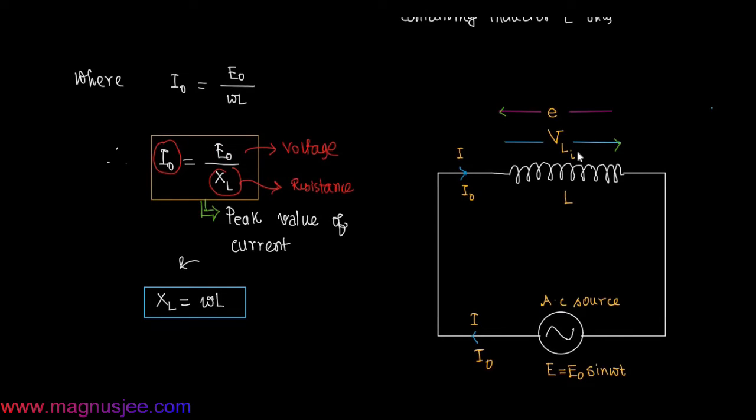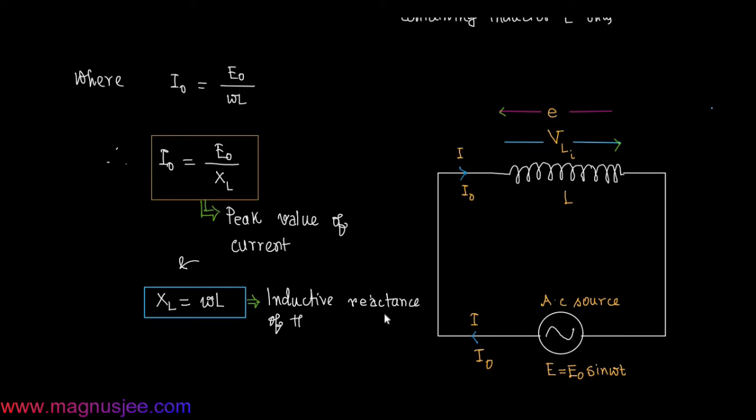Voltage divided by resistance is equal to current. That means X_L will have the same dimension as that of resistance. Therefore, X_L is equal to omega L. That will be the inductive reactance of the inductive coil of self-inductance L.